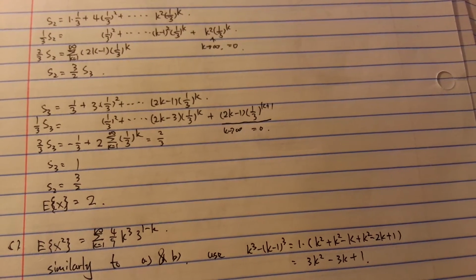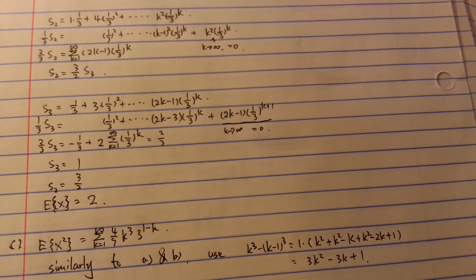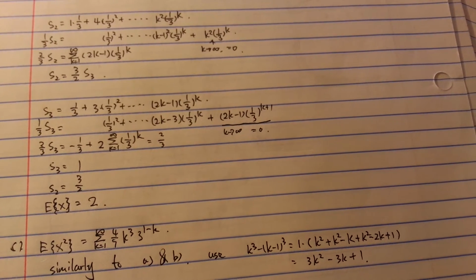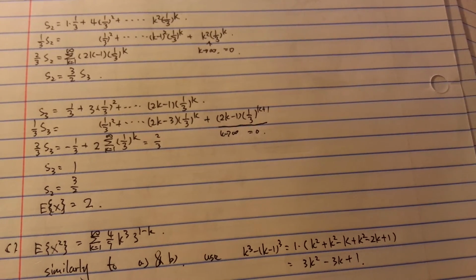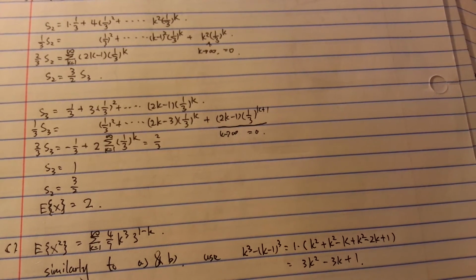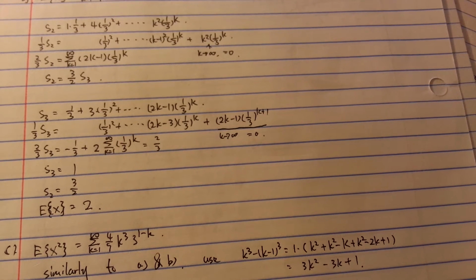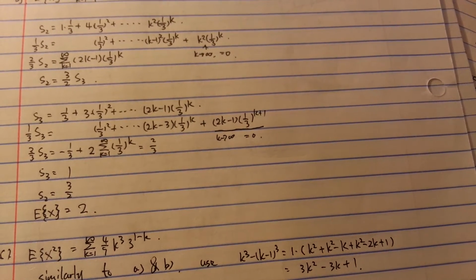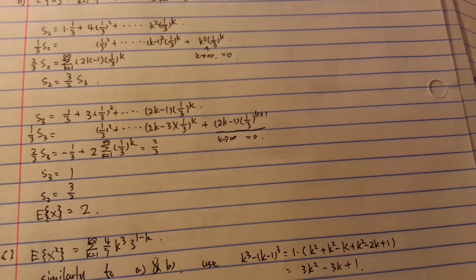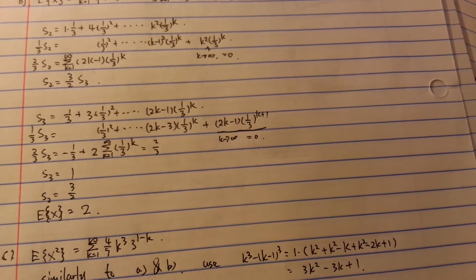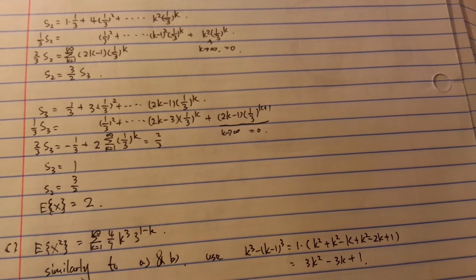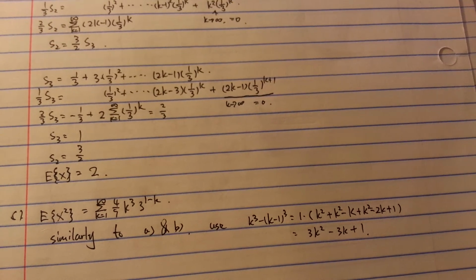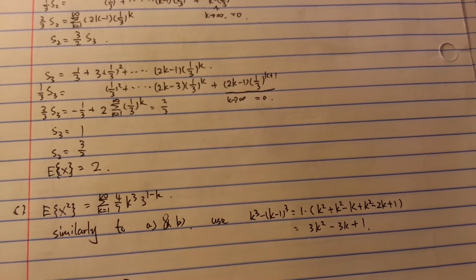What we get is 2/3 S3 equals minus 1/3 plus 2 times the sum of (1/3)^k from 1 to infinity. The answer of this is just equal to 2/3, and what we get is S3 equals 1, then S2 equals 3/2. And we get the expectation of X is equal to 2.